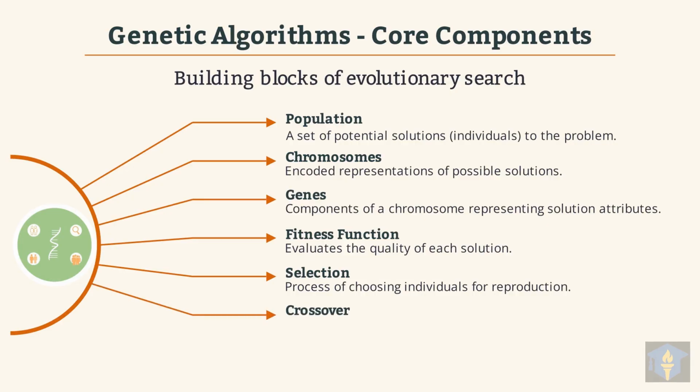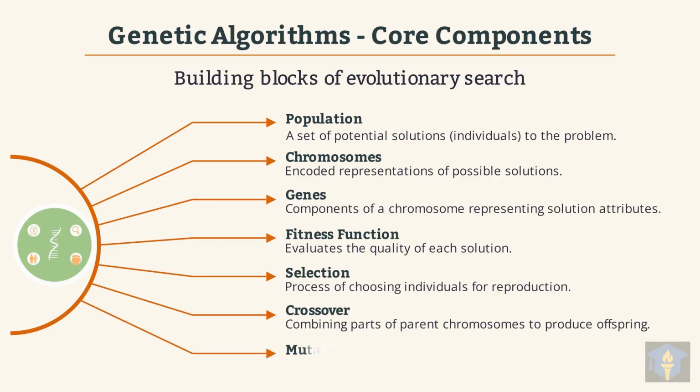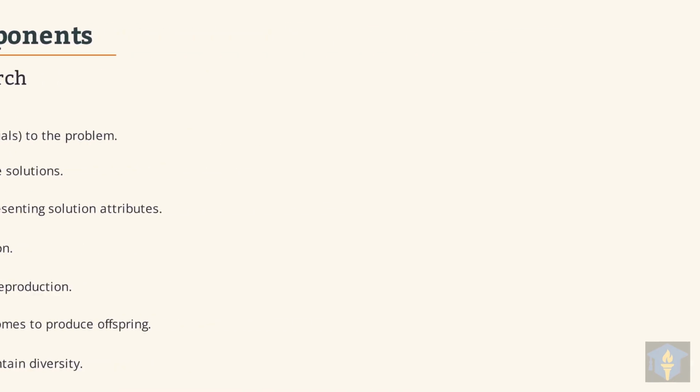Crossover is a genetic operation that allows for the mixing of information between solutions. This involves combining parts of two parent chromosomes to produce new, potentially better, offspring solutions. Finally, mutation introduces small, random changes into the genetic material. Mutation is crucial for introducing random changes to maintain diversity within the population and explore new solutions.